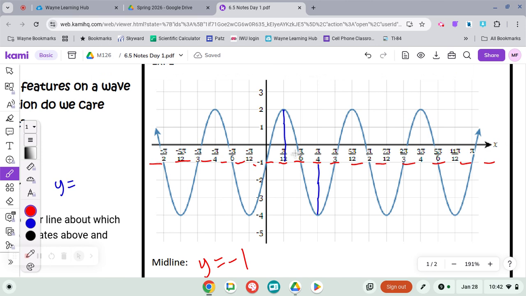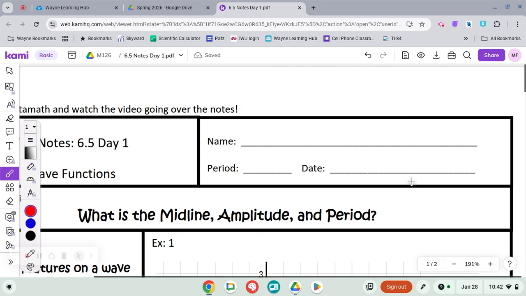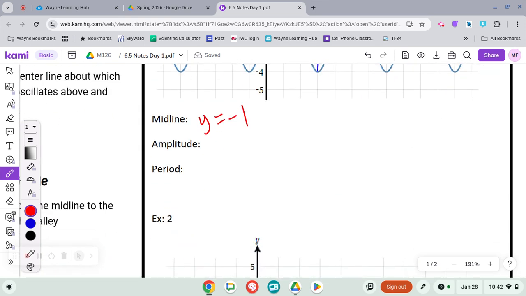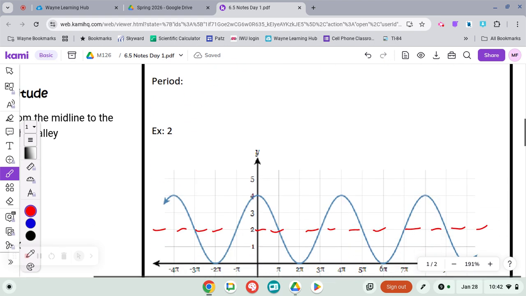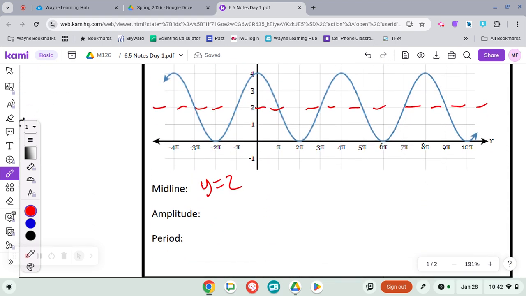If I look here, we already talked about this. How high is the max above the midline? I don't put 2 as my amplitude. My amplitude here is 1, 2, 3, and it's also 1, 2, 3 below. So here our amplitude is 3. And for this one, our amplitude is 2 because the maximum is 2 above, the minimum is 2 below.